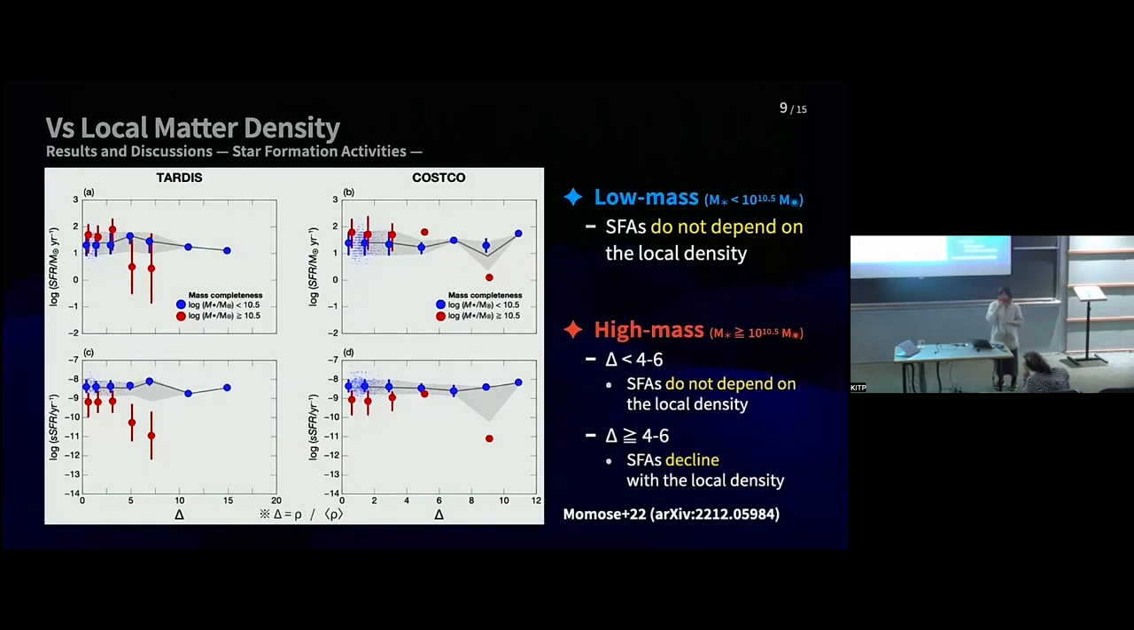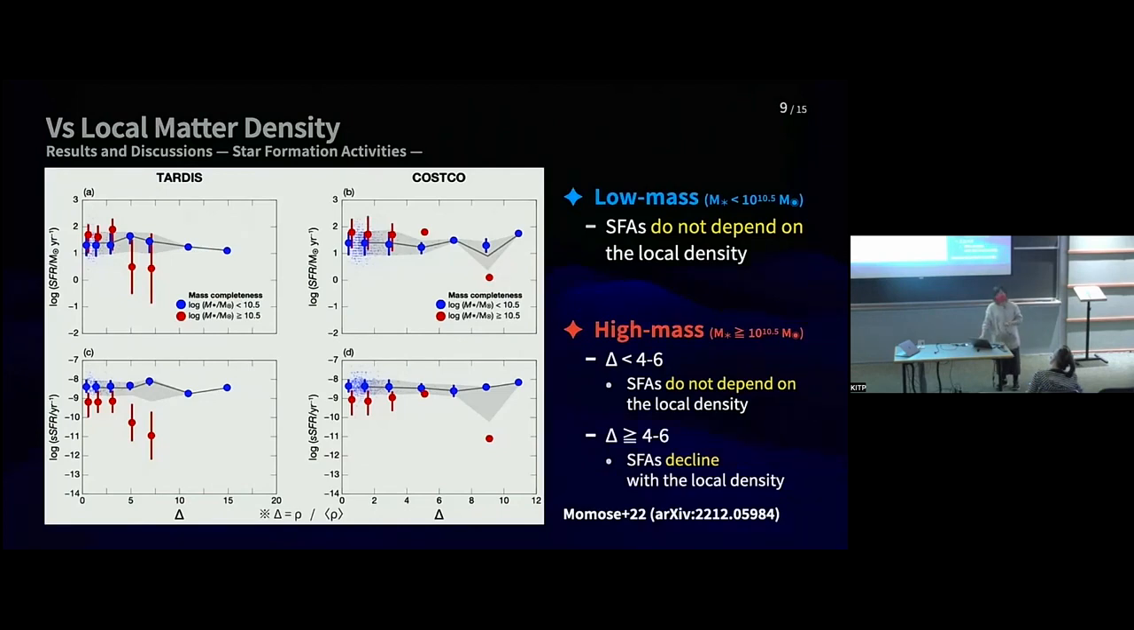Before I talk about the dependence result, one notable thing I'd like to first say is that we could present the galaxy properties even in the low density region below delta equal 1, as well as the over density region. Okay, then I'd like to talk more about the dependence.